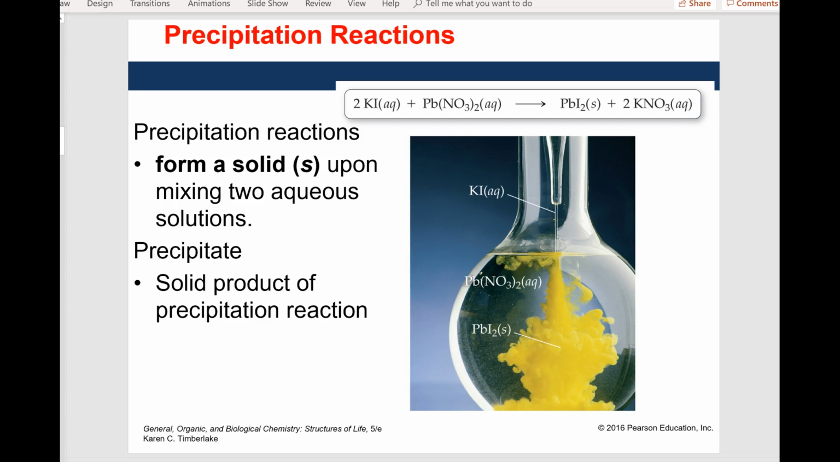And the way that we work with these is we look for things that don't have a high solubility in water. So there are salts that are really low solubility. You're not going to be able to get very much of them to dissolve. And if we put together reactants that make one of those salts that are really low solubility, we can expect that that salt will form a solid.